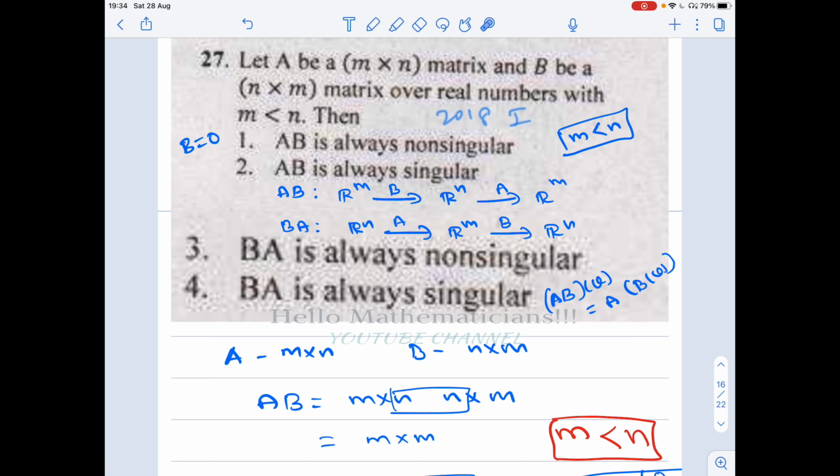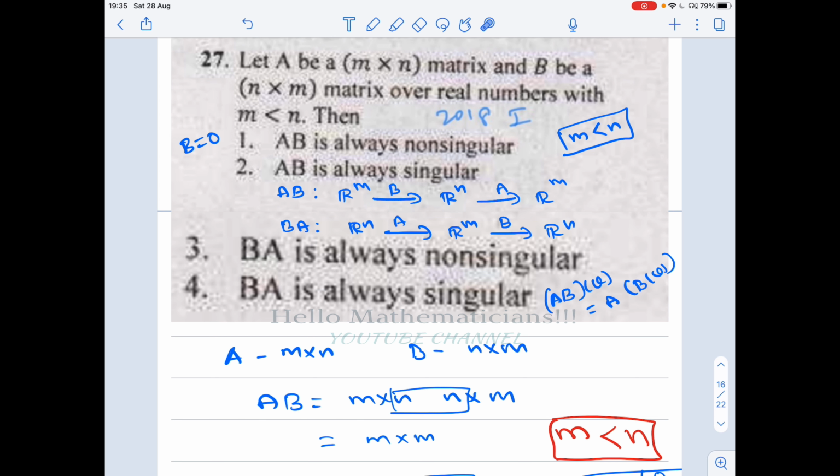Now, suppose AB is invertible. That means AB, as a linear transformation from R power m to R power m, should be a bijective linear transformation. Similarly, if BA is non-singular, then it should map R power n to R power n bijectively, as a linear transformation. Now, here we use the condition that m is less than n.